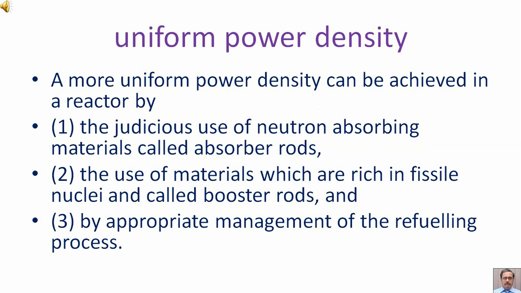A more uniform power density can be achieved in a reactor by: first, the judicious use of neutron absorbing materials called absorber rods; second, the use of materials which are rich in fissile nuclei, called booster rods; and third, by appropriate management of the refueling process.